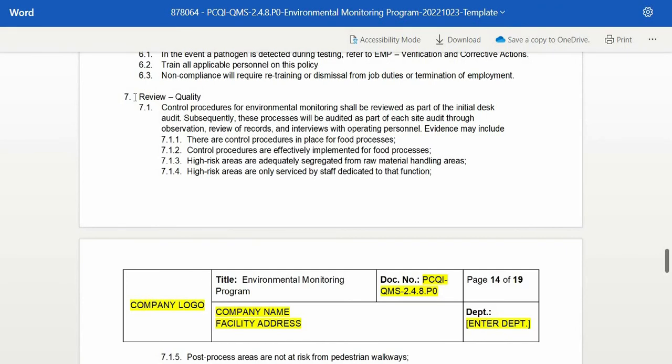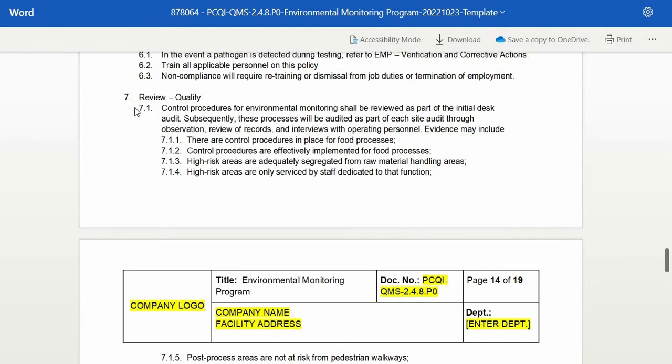The review section serves as guidelines for conducting the annual or periodic review. 1. Control procedures for environmental monitoring shall be reviewed as part of the initial desk audit. Subsequently, these processes will be audited as part of each site audit through observation, review of records, and interviews with operating personnel. Evidence may include: there are control procedures in place for food processes. Control procedures are effectively implemented for food processes.